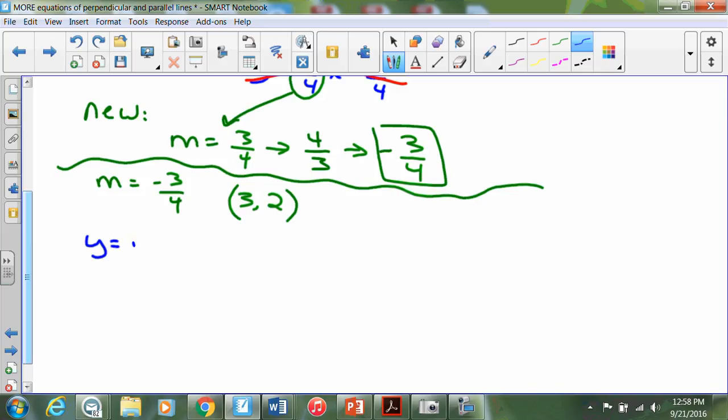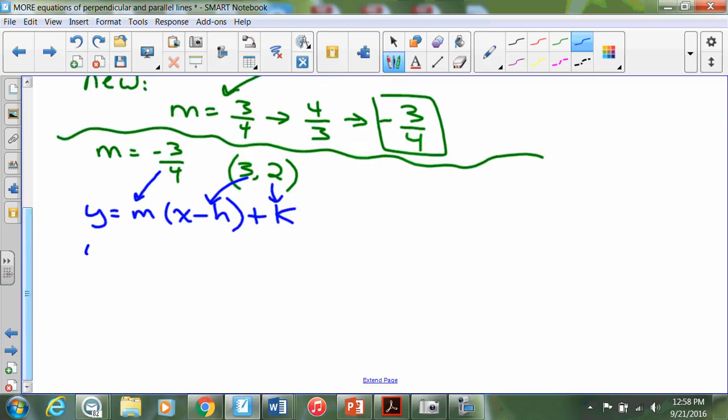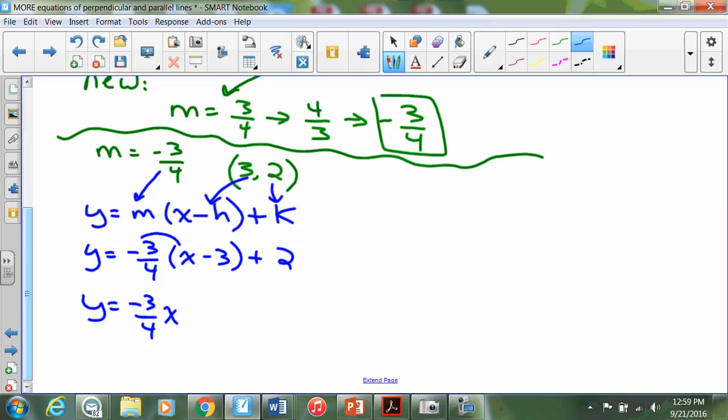So we go ahead and write our point slope formula. And we're just simply plugging in our values that we have. We're going to do a lot of distributing. All right, so here we go. We're going to distribute. So we'll have y equals negative 3/4 x. And negative 3 times negative 3, I've got that as a plus 9/4. So let's see. I'm just going to go ahead and write 9/4.